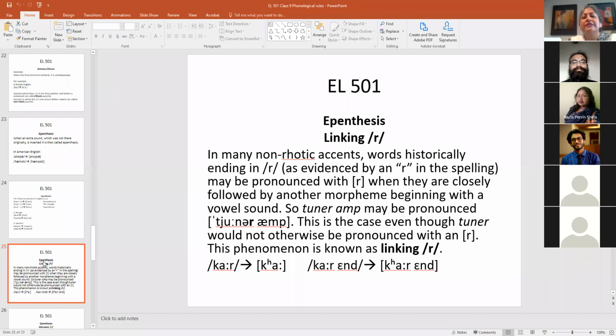Now, in order to understand this, we first need to understand one phenomenon called linking R. The epenthesis part will be about intrusive R, but we first need to know about linking R.